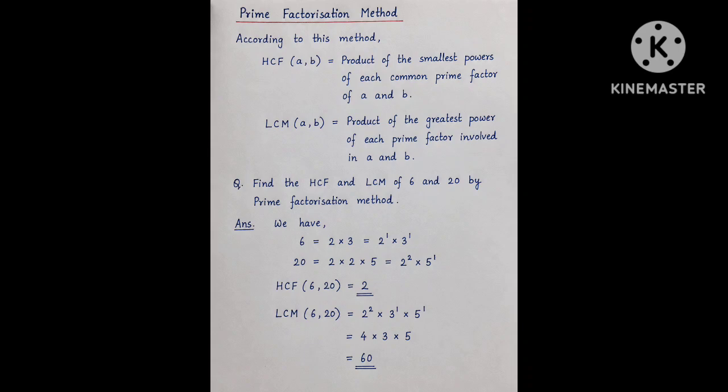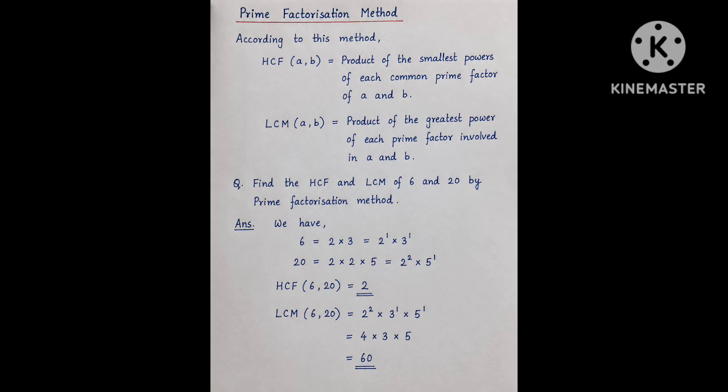Today, we will learn the prime factorization method for finding the HCF and LCM of two numbers. According to this method, the HCF of two numbers is the product of the smallest powers of all the common prime factors. The LCM of two numbers is the product of the greatest powers of all the prime factors involved.